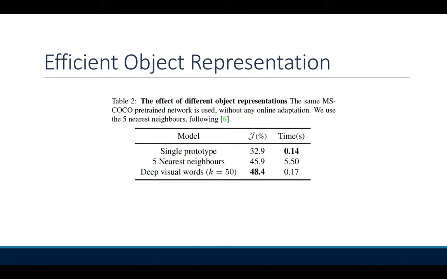This table shows comparison of other metric learning based approaches. It can be seen that we are much more accurate than prototype and nearest neighbor based approaches and still very fast.